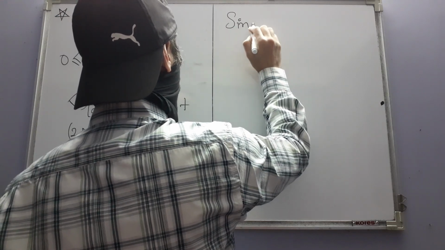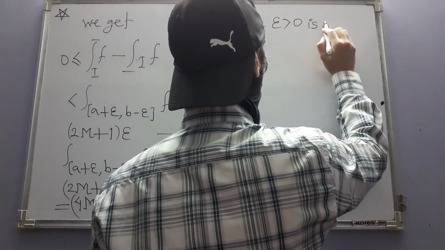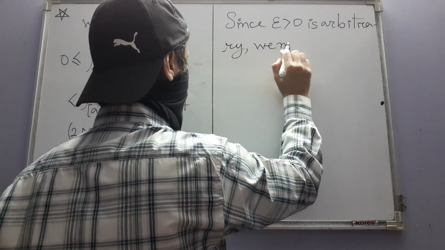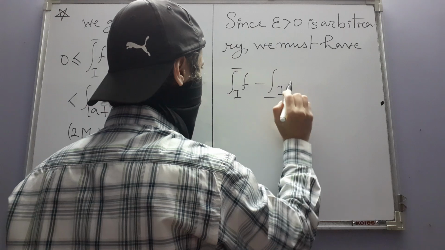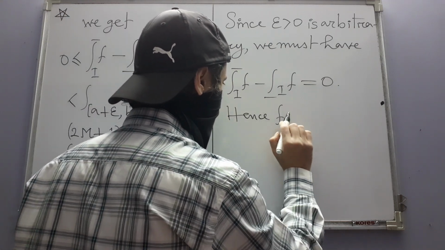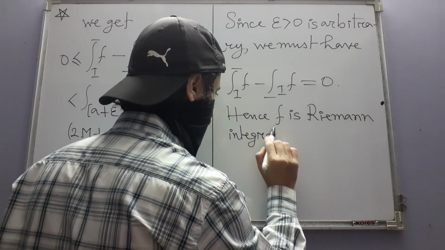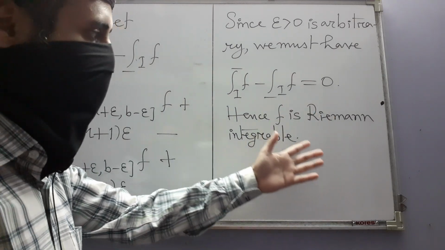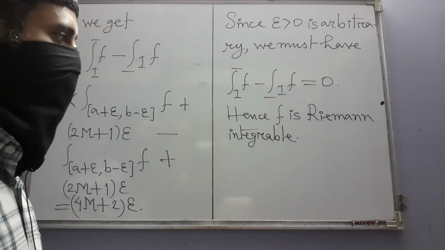So in such situations you just write: since epsilon is positive, don't forget to mention that also, is arbitrary, we must have the upper Riemann integral minus the lower Riemann integral equal to 0. So they are equal. Hence, f is Riemann integrable. So if we additionally impose the condition that a continuous function is also bounded, then it ends up being Riemann integrable if it is over a bounded interval. Does not matter what the type of the interval is. So that's the end of the proof.